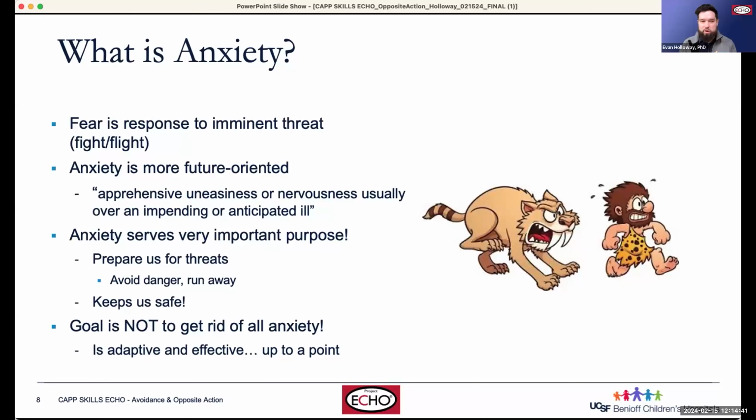But anxiety serves a really important purpose. It prepares us for threats, helps keep us safe, to avoid danger, and to figure out when we need to get out of certain situations. So the goal here is not to get rid of all anxiety. It's adaptive, and research shows that having too low anxiety is not great. Having too high anxiety is not great. But there is an optimal level of anxiety that's important for our functioning.